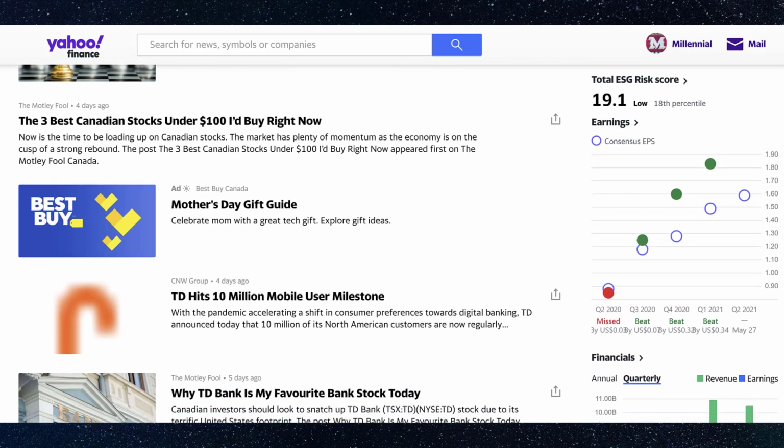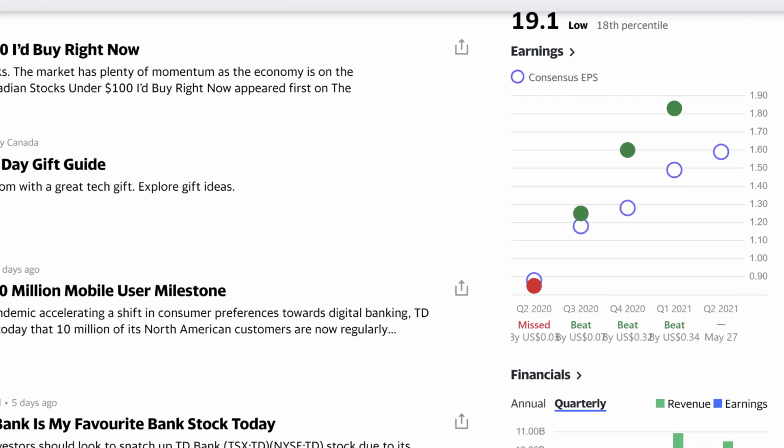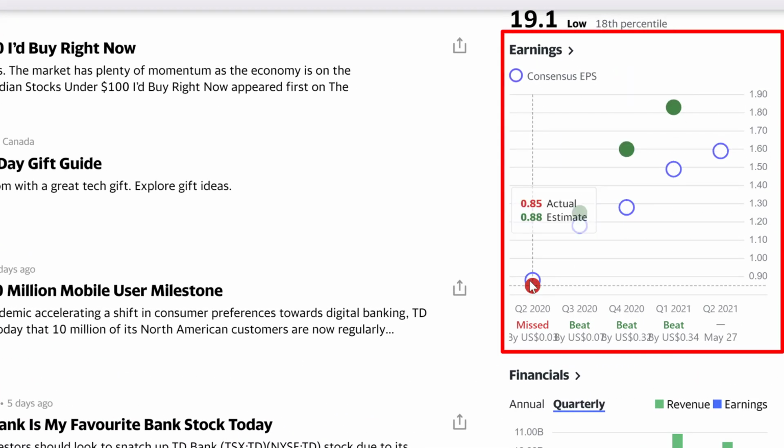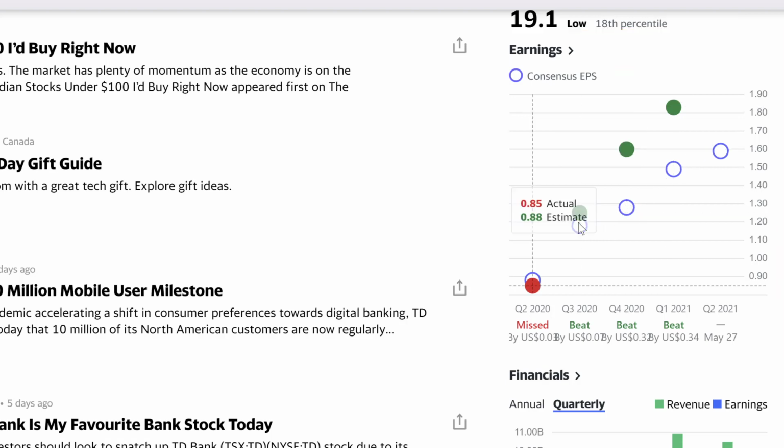And if you scroll down even farther, you have the earnings here. So right here, you get a good snapshot of whether or not the company has been meeting its earnings estimates or whether they've been missing them. So you can see that TD for the last 3 quarters has beaten estimates. And then back in 2020, it missed one.